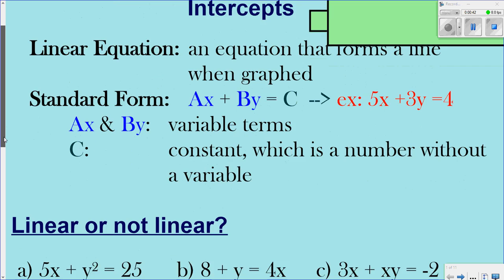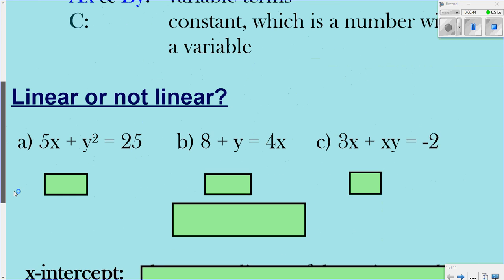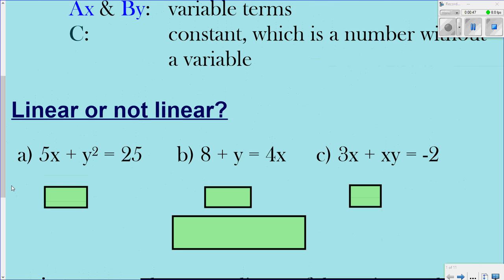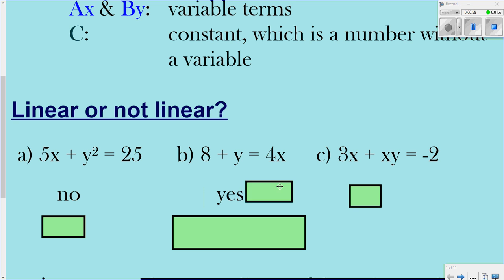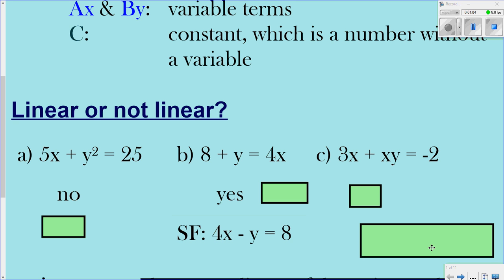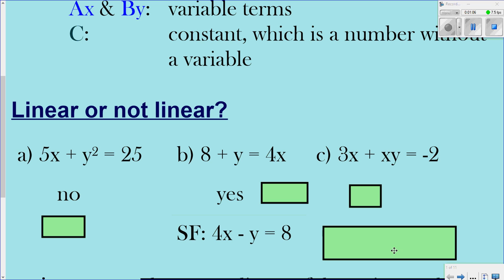We also did, in the last lesson, whether an equation was linear or not linear. So we got 3 examples. Is this a linear equation? No, because that's x squared. Is this a linear equation? Yes. And if we had to write it in standard form, it would be 4x minus y equals 8. And is this a linear equation? No, because of the x and y. It's supposed to be a number and y.